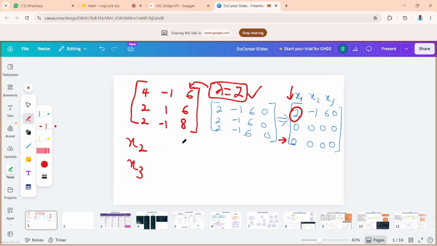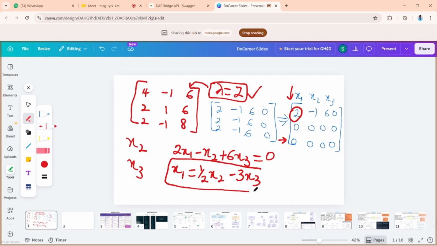So we have to write the equations. We have 2x1 minus x2 plus 6x3 equals 0. So the row belongs to x1, so I need to make x1 the subject. Because of space, I'll just do it quickly. But it's supposed to give us half x2 minus 3x3. This is what we are supposed to have when we make x1 the subject.